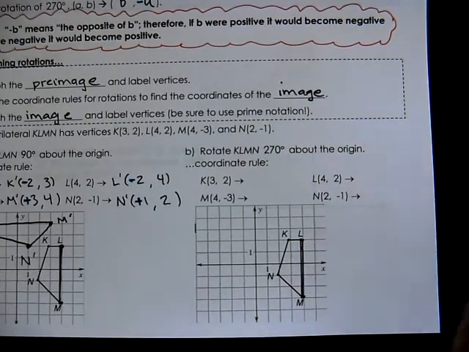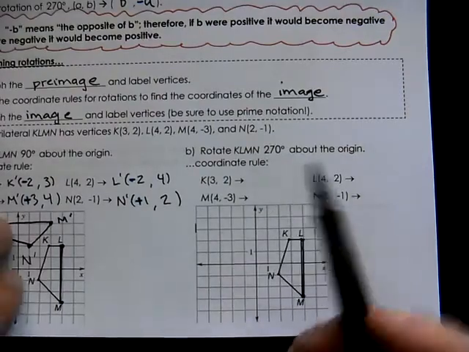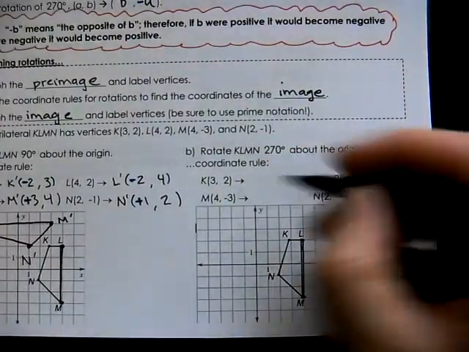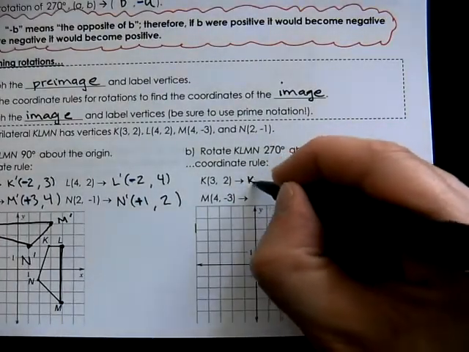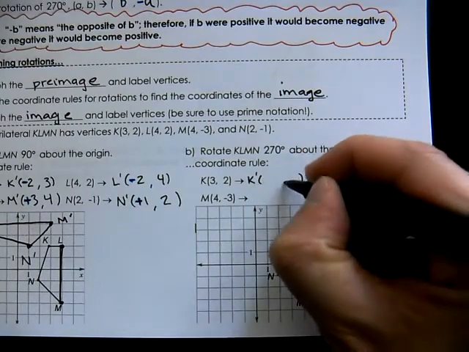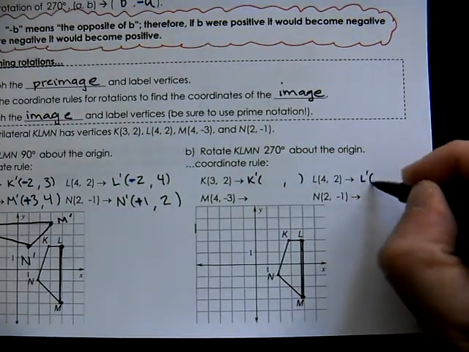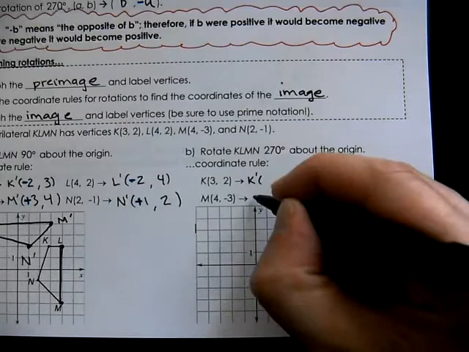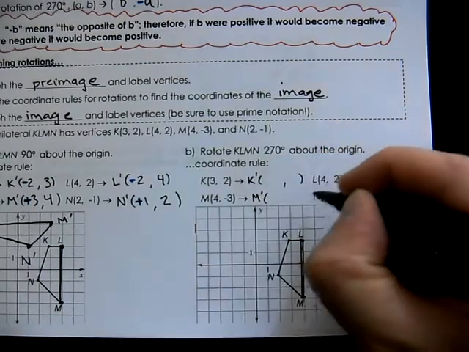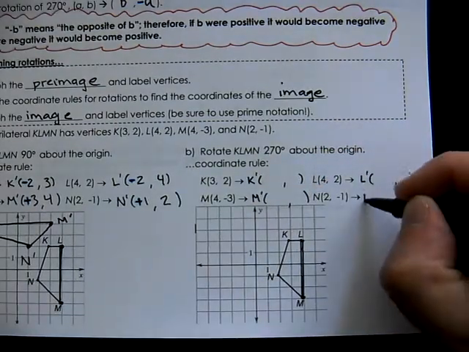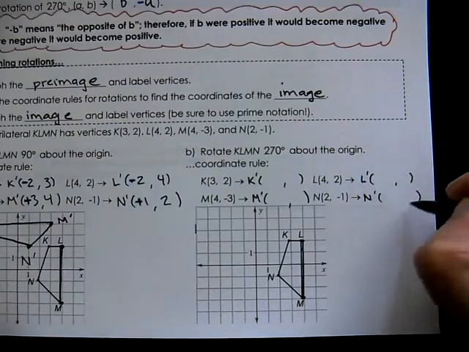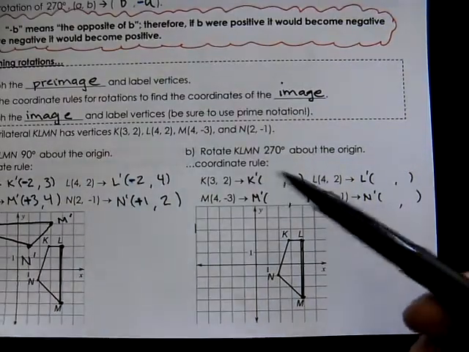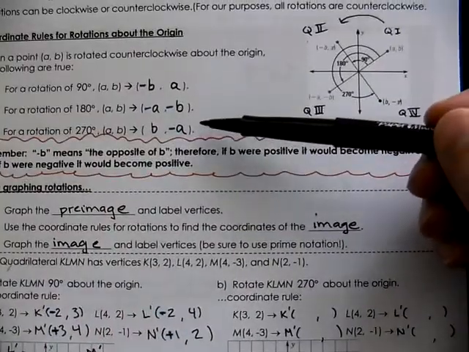There's that side. This time let's rotate it 270 degrees. I'm going to set up my field here, so there's the space for K prime with its parentheses, L prime, M prime, and N prime. Okay. Well, let's check out what that rule is for a 270 degree rotation.